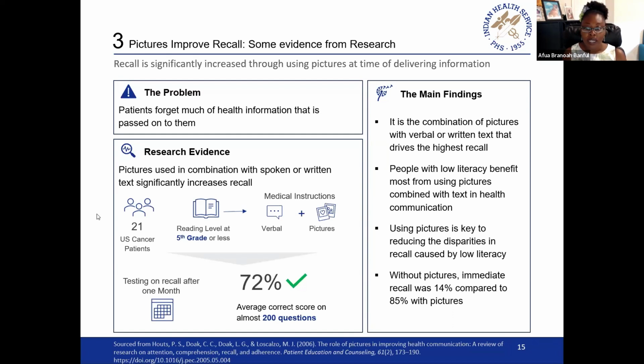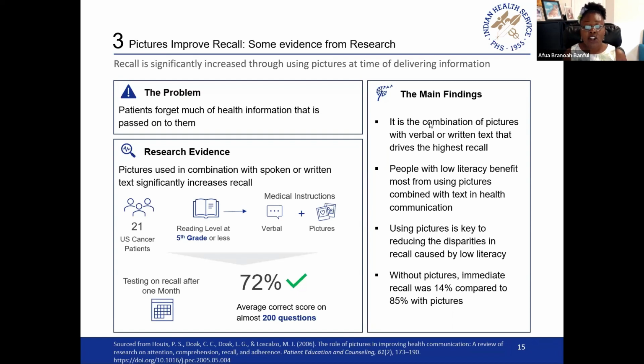Okay. Is any of this a surprise? I should say I was really surprised by the huge gap that having pictures along with the spoken or written word made with recall. Okay. Yeah. Thank you, Dr. Paula.